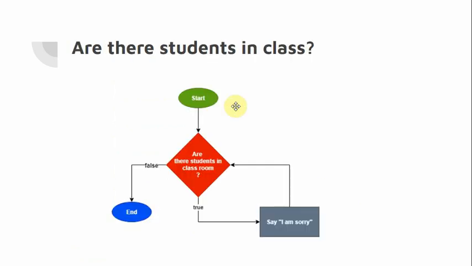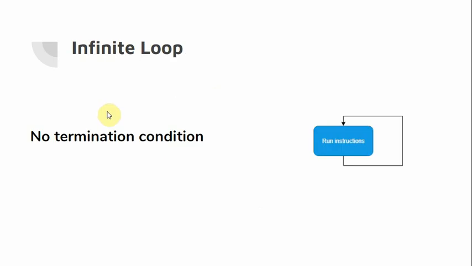So here is another perspective to look at this thing. We start, and then first we check if there are students in the class. If that's true, then we say I'm sorry, and then we again check the condition. So we keep checking the condition until there are no students in class, and then we will simply terminate the program.